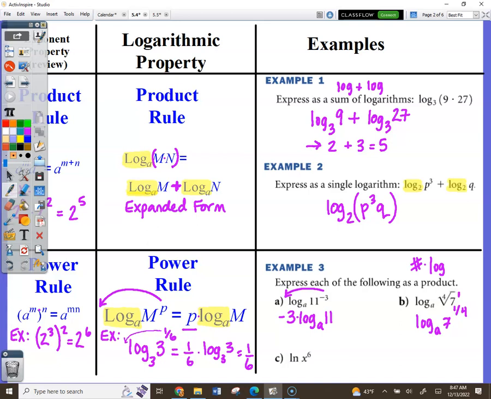So now I can do the power rule. And the power rule, I like to draw the arrow to remind me. Okay, send it to the front. So this is going to go right here. So it's going to be 1/4. It's going to be 1/4 times log base A of 7.